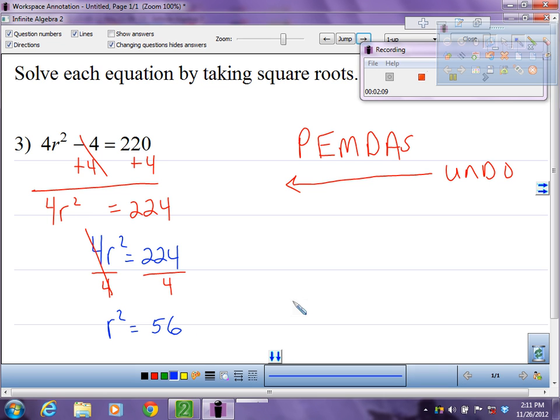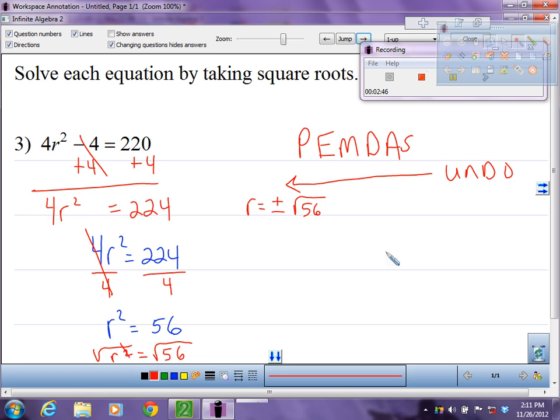Now I've got to get rid of that square. So now I'm going to jump from multiplying and dividing to exponents. How do I do that? Well, I can square root both sides, right? Because the square root will get rid of that square. It's the inverse of the square. And don't forget that every time you square root both sides, you have to consider the positive and the negative. Now you end up with the square root of 56.